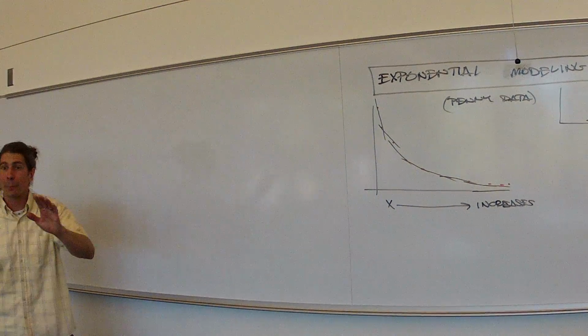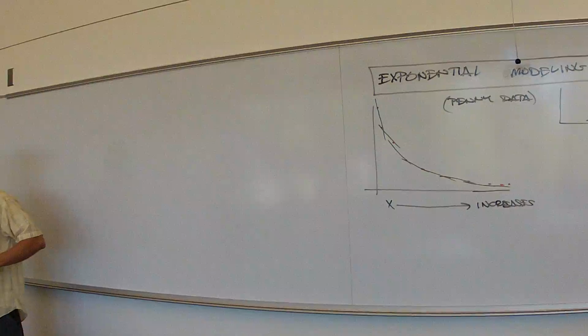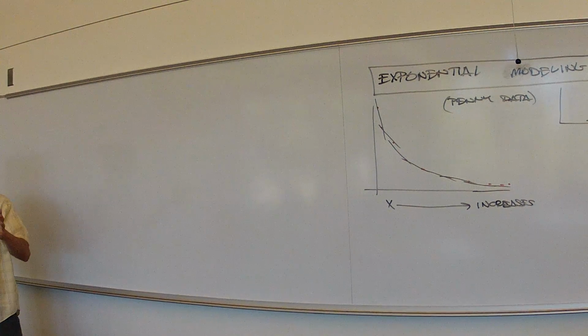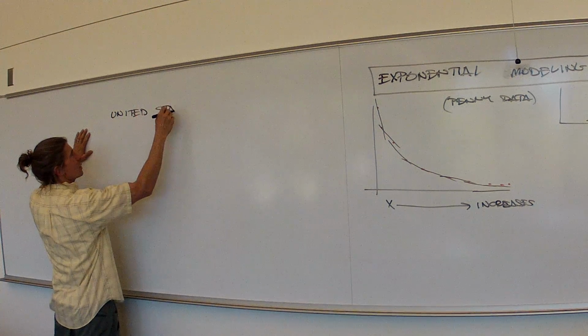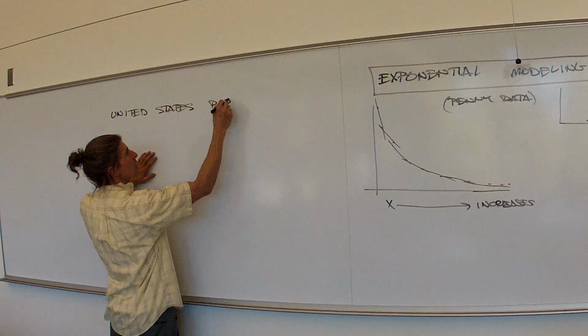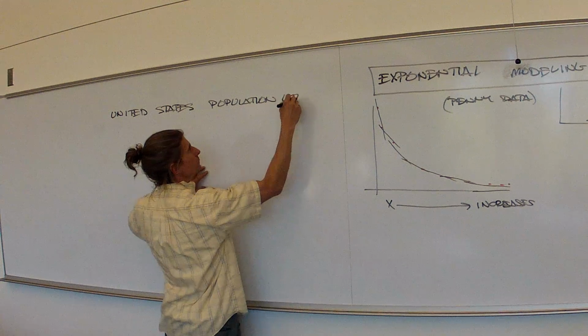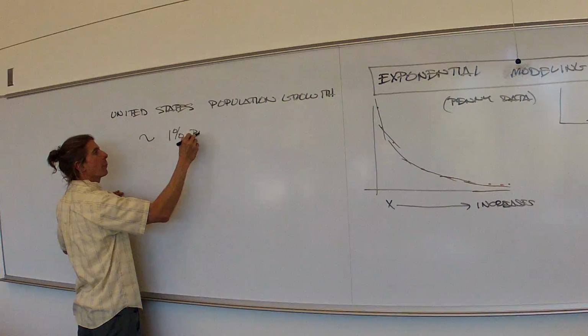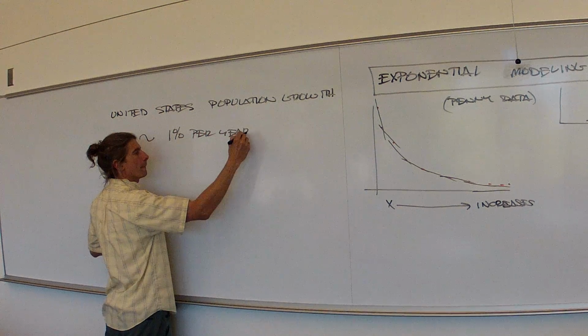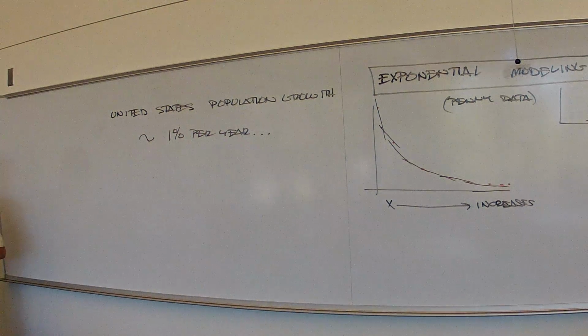So here's an example. This is a really nice model to talk about the rate of change of growth in the United States. United States population growth is just about 1% per year. That's roughly how fast the population of the United States grows. It doesn't grow by 300,000 people per year or by 500,000 people per year. It grows by roughly 1% per year.